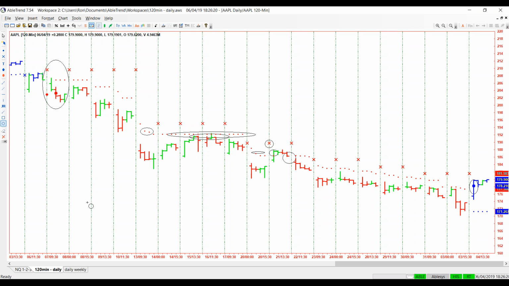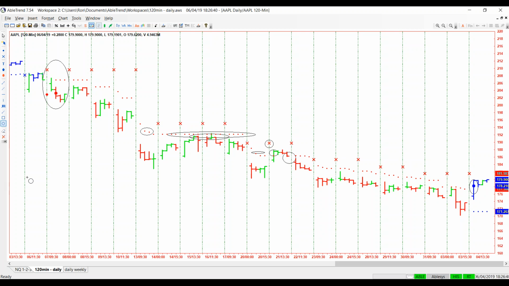However, AbleTrend will work great for that. Use a 30-minute, 90-minute chart for that. But you have to have a very, very large account and a very, very strong stomach, because you're going to have $1,000 drawdowns, $500 drawdowns. Not too many people can stomach something like that.